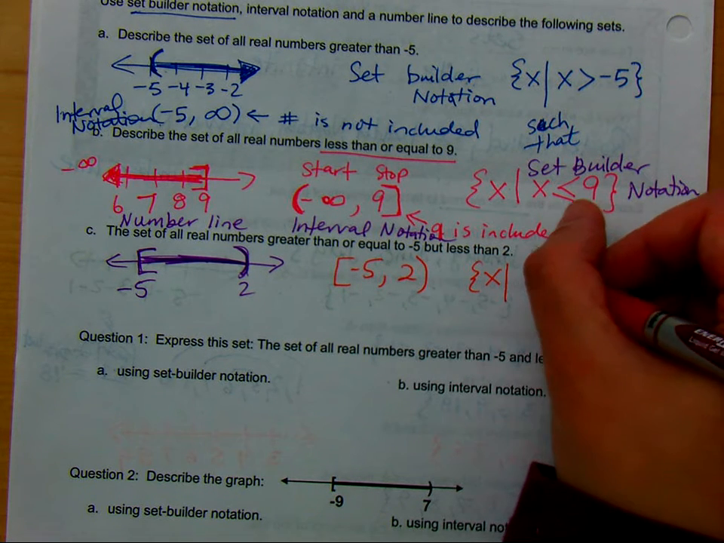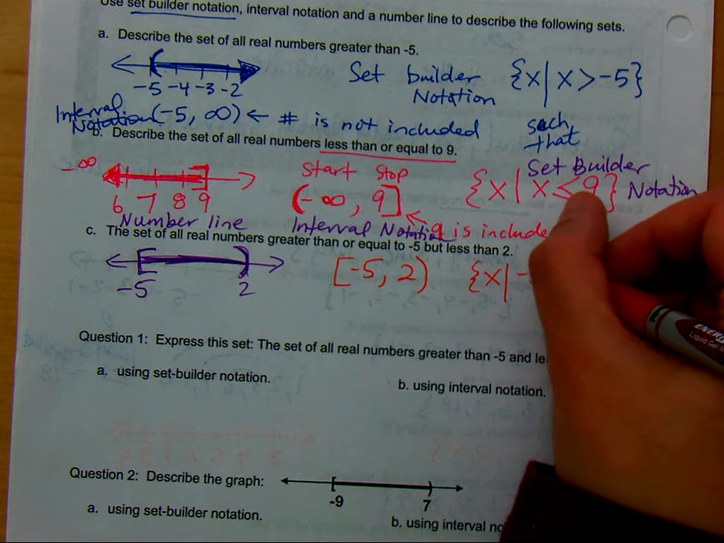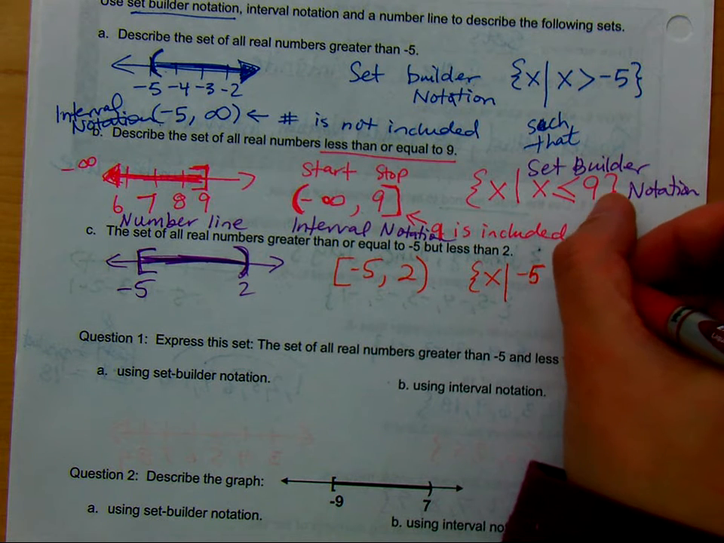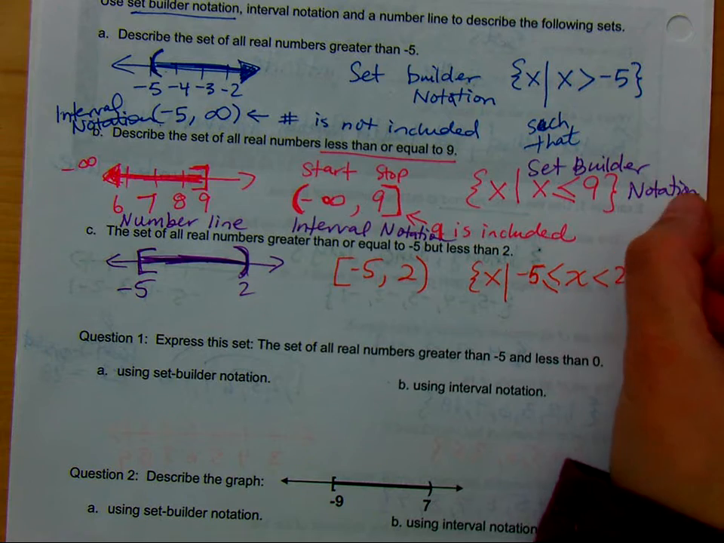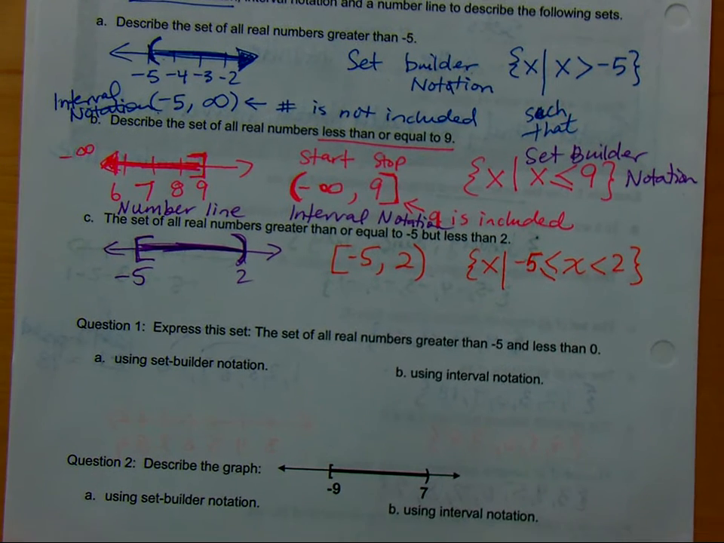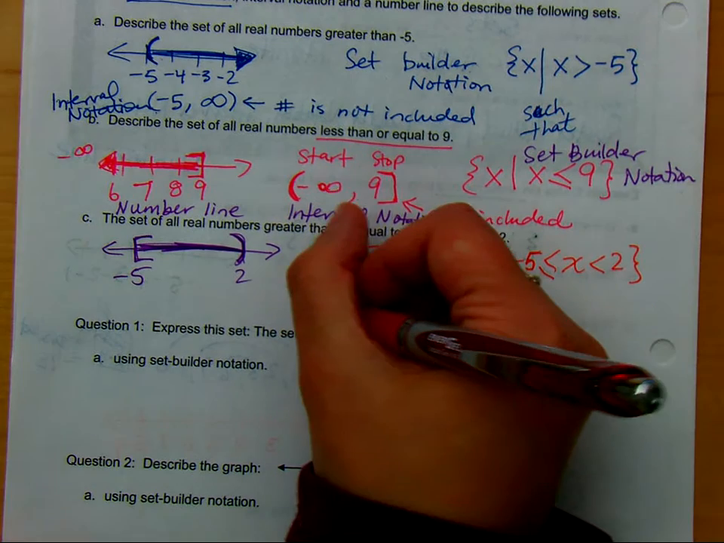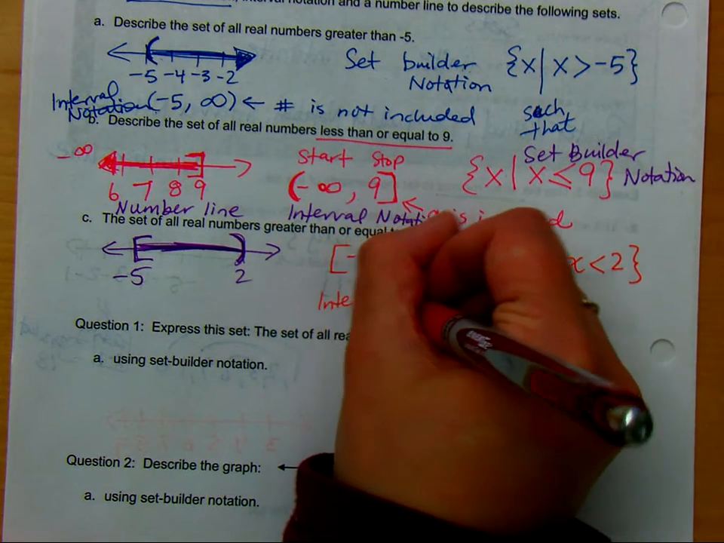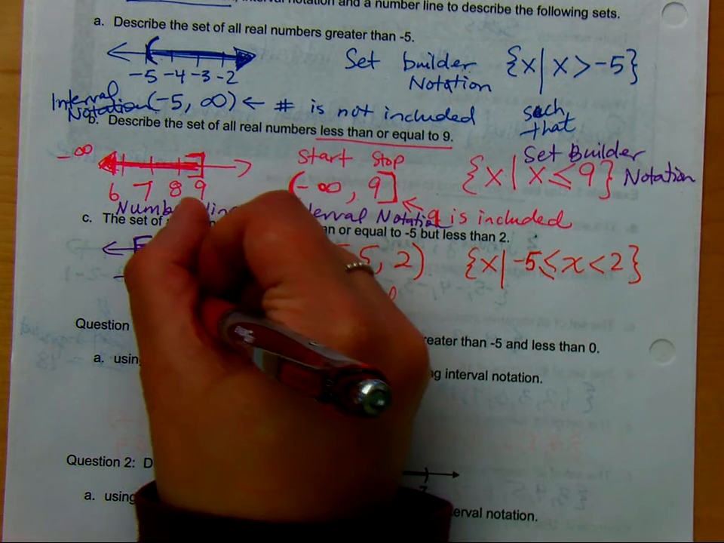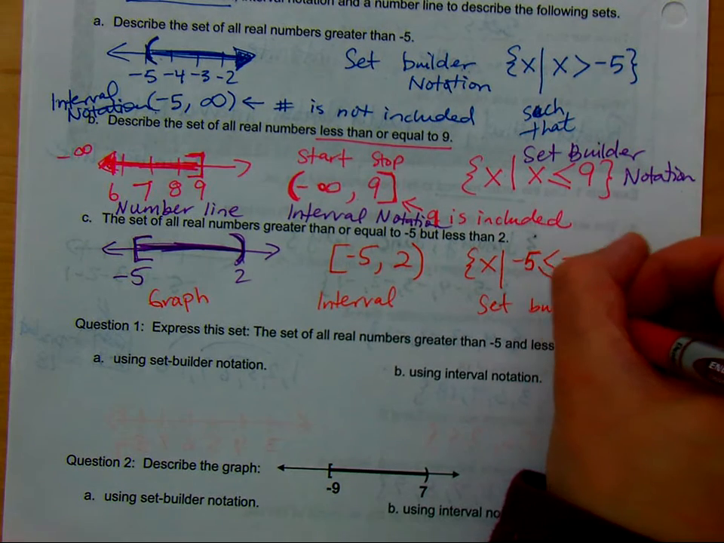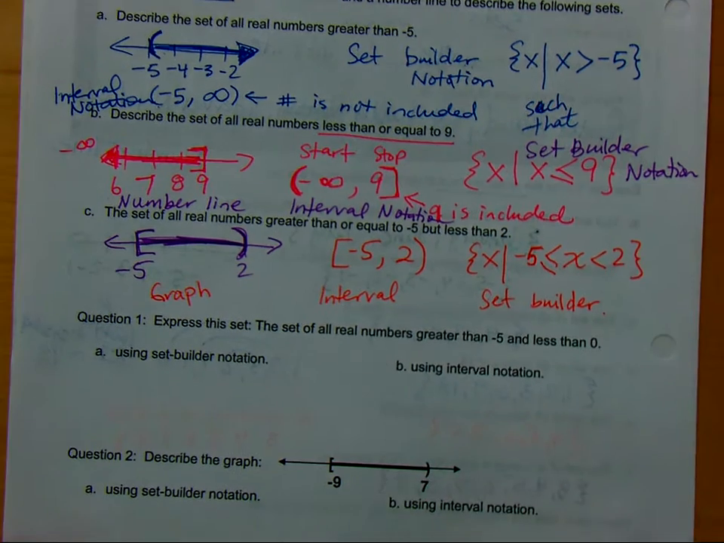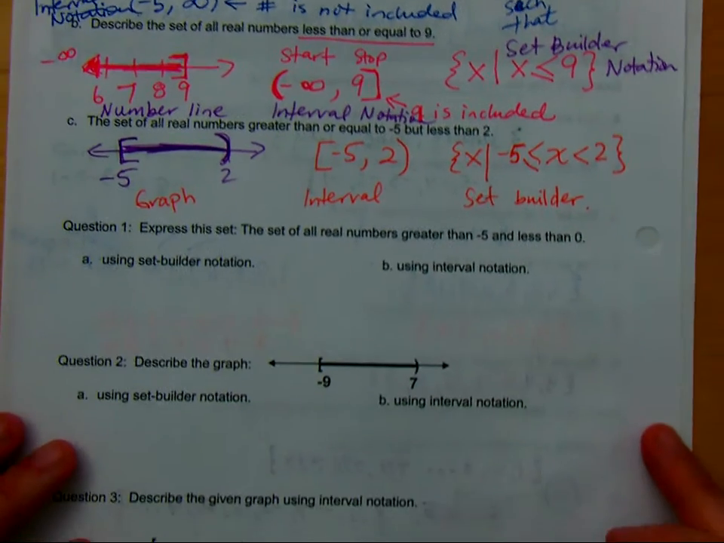And then our set builder: x such that x is in between. We would have -5 is less than or equal to x, which is less than 2. You see how that is in between? Here's my interval. Here's my graph. And here's my set builder. Okay? Any questions on that so far?